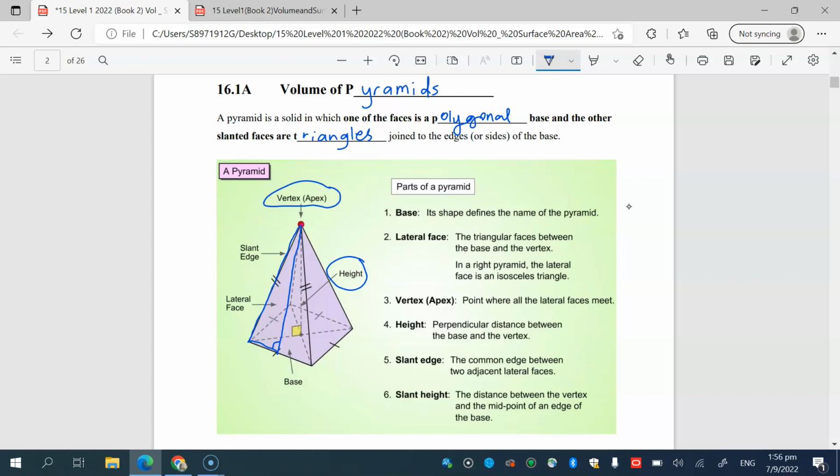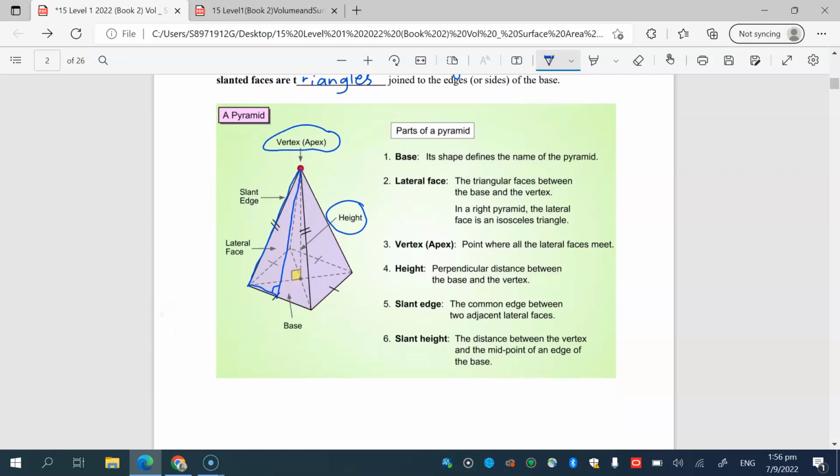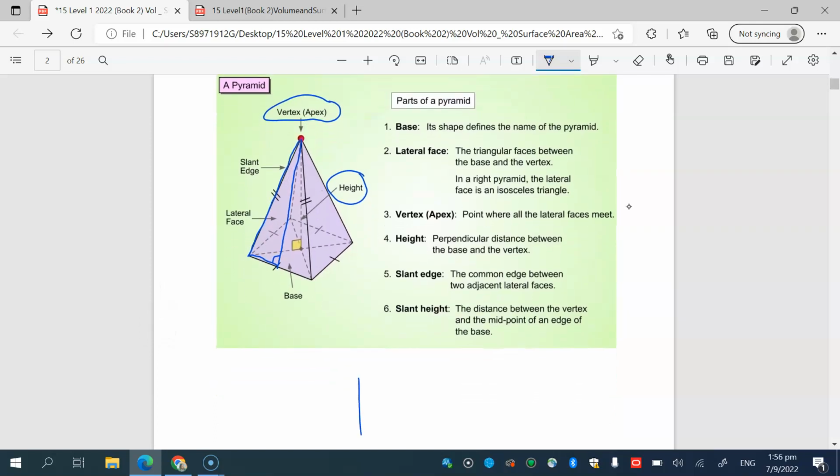Okay, now many of the students may confuse pyramid with prism because both words start with P, so it's common to confuse the two, but please don't be confused. A pyramid looks like this, right? Where all your faces, slanted faces are all triangles, and then you have one polygonal base. Okay, but a prism has, remember, a uniform cross section. Okay, so for example, a cuboid like this is a prism.